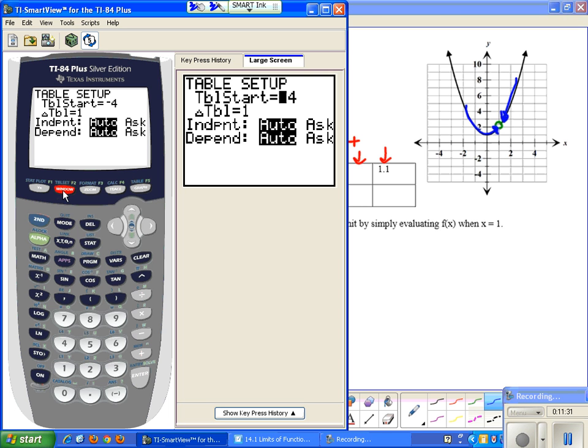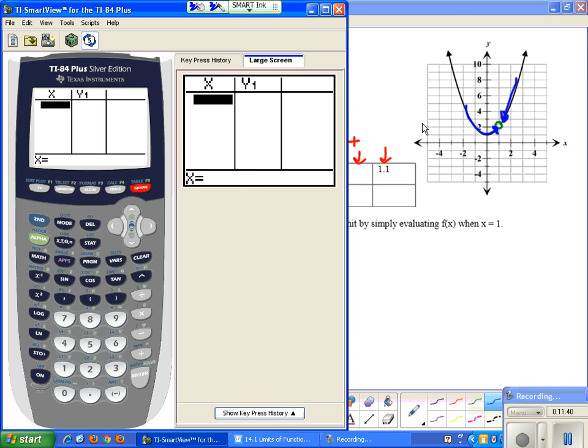So if I go to my table set, I'm going to put it back on auto, and then go to my table, and I'm going to plug in values as I approach x from the left and the right that are very close to a value of 1. Values that approach from the left, so less than 1, would be 0.9. Something even closer would be 0.99. Even closer would be 0.999. And I could keep on going. And if you notice as you do this, your values are getting closer and closer to, it looks like, a value of 2. So now let's go and do the other side.